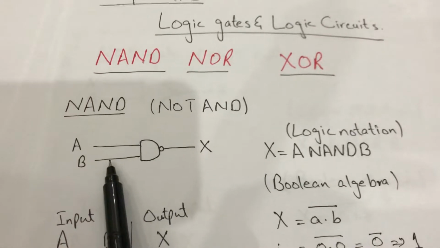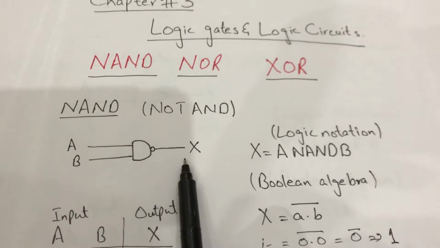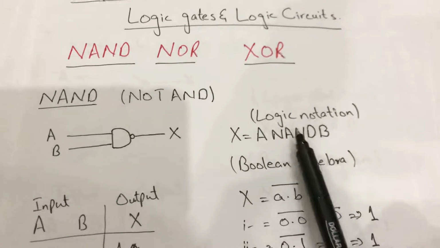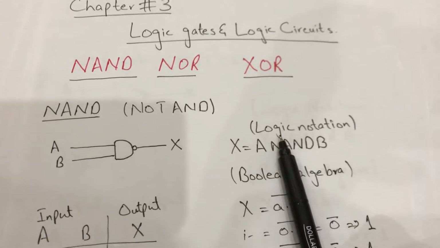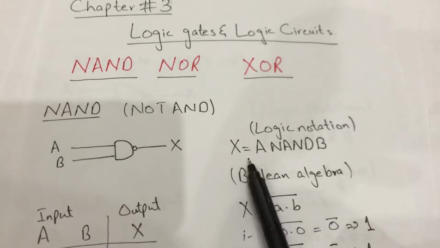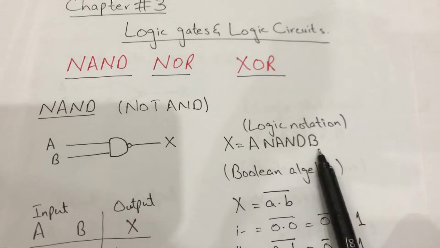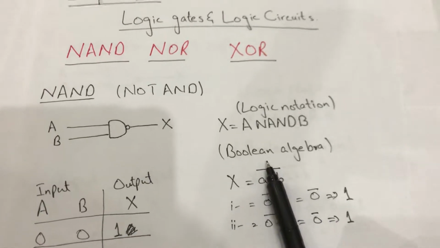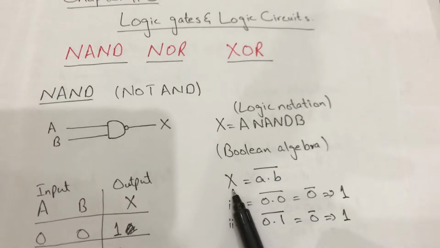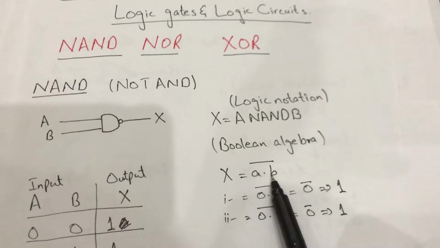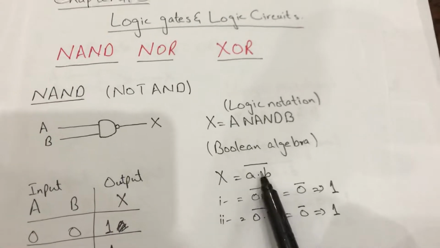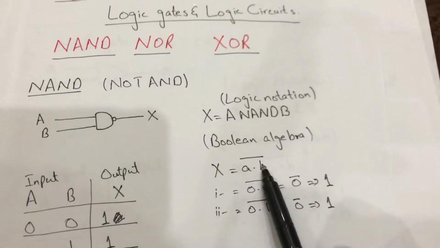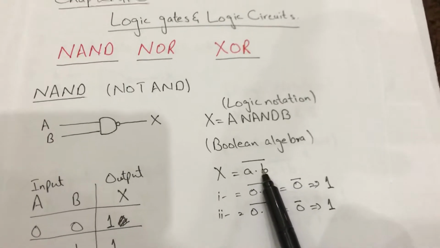Both of the inputs are A and B, and the output is X. So the logic notation for NAND gate is X is equal to A NAND B, and the Boolean algebraic notation for NAND gate is X is equal to A dot B whole bar. If we take it as A dot B, then it is an AND gate.